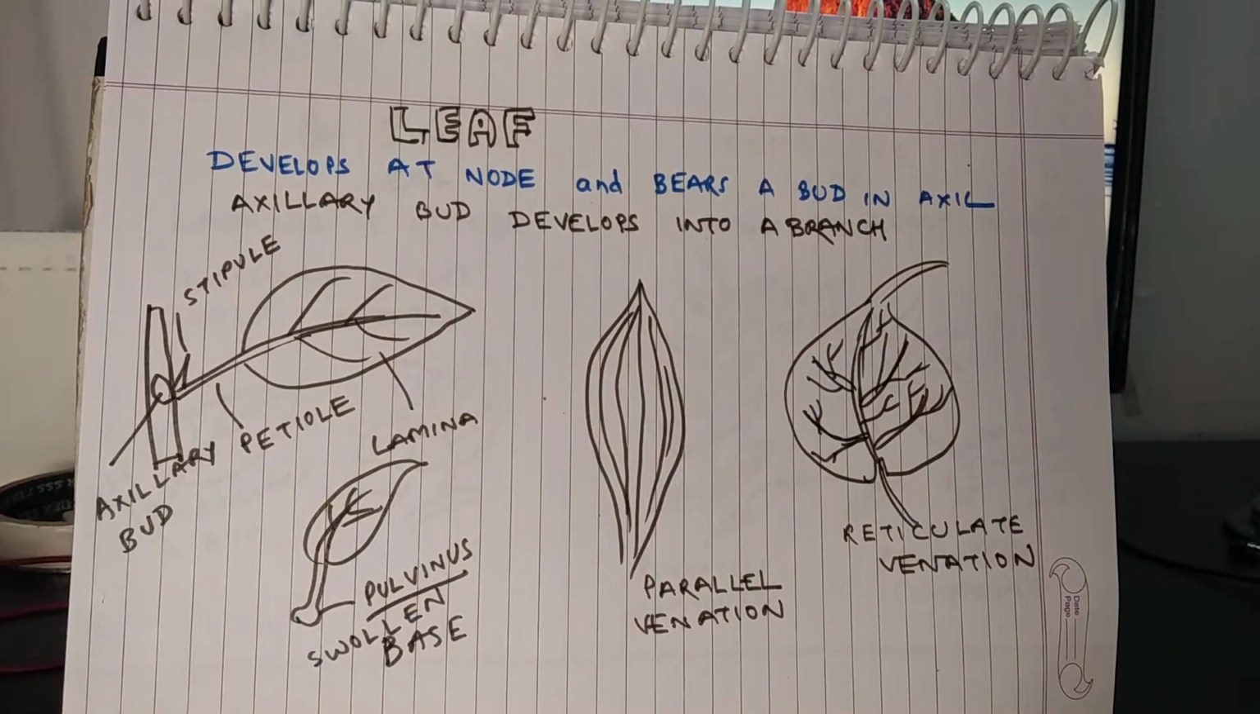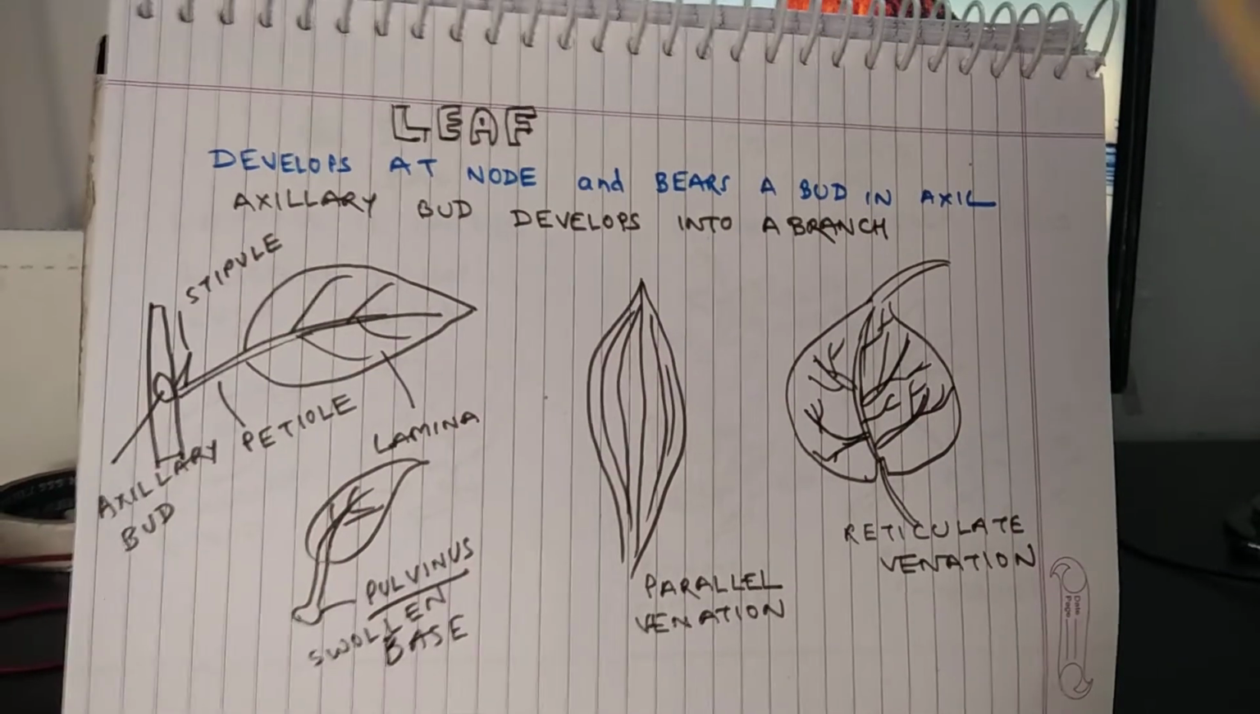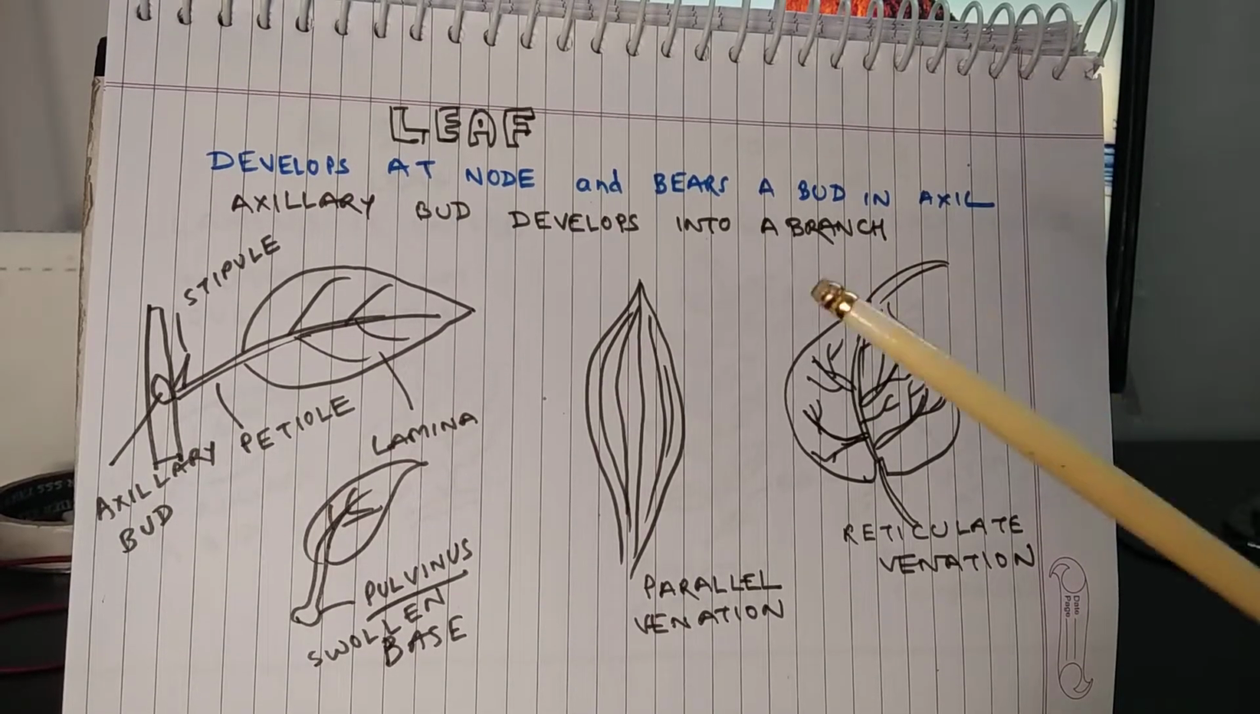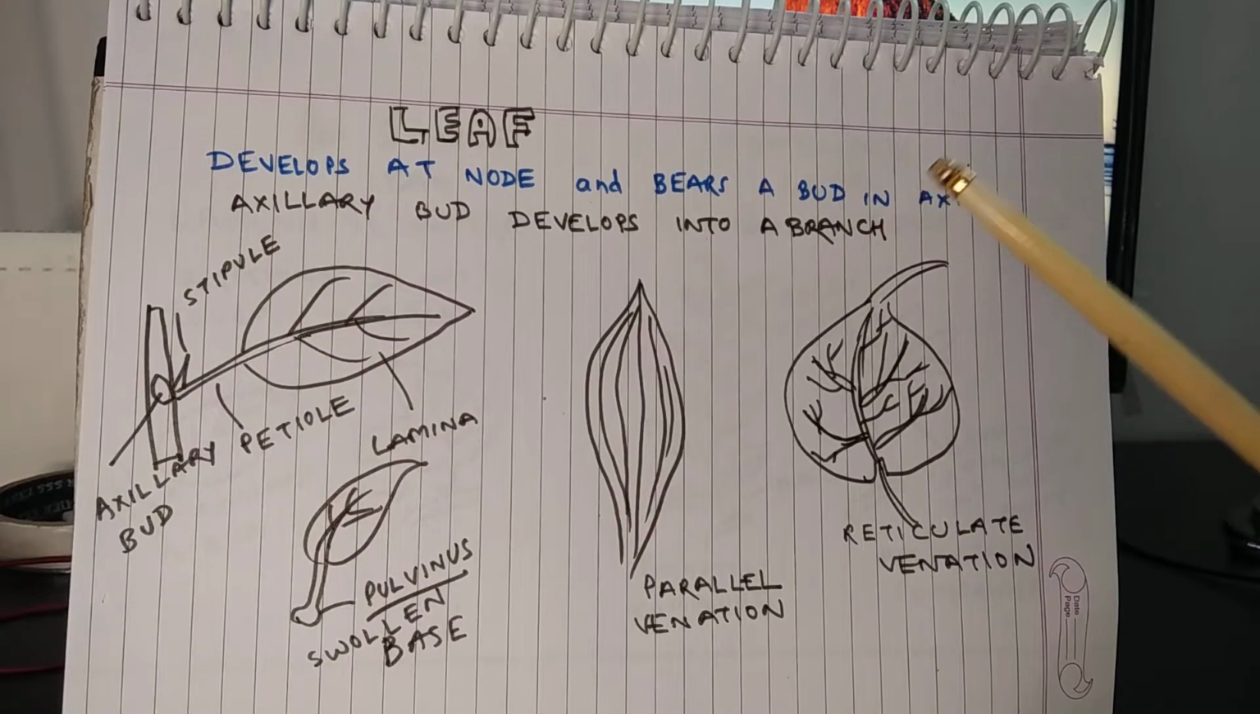In this lesson, you will learn about leaf. You will learn about the basic structure of leaf, then you will learn about different types of leaves, and you will learn about the modification of leaves. And this lesson has been taken from class 11th biology.